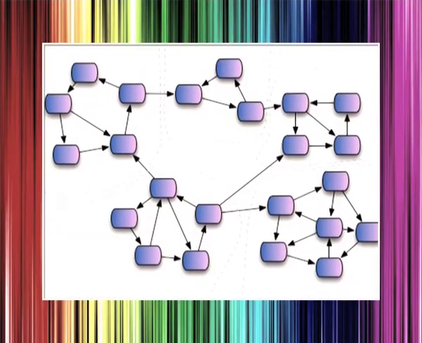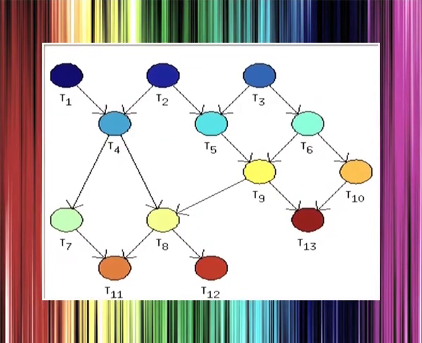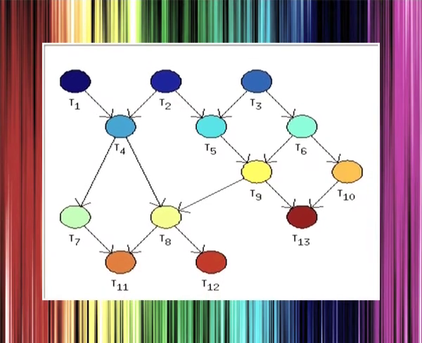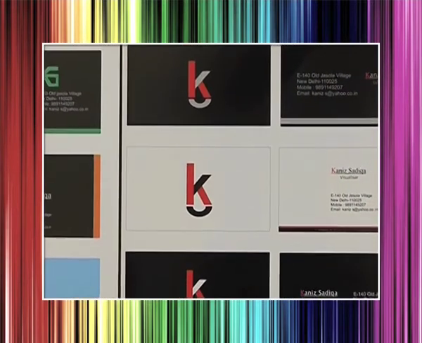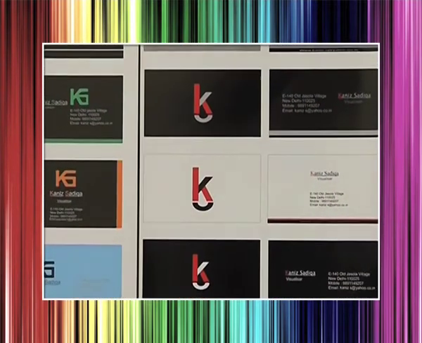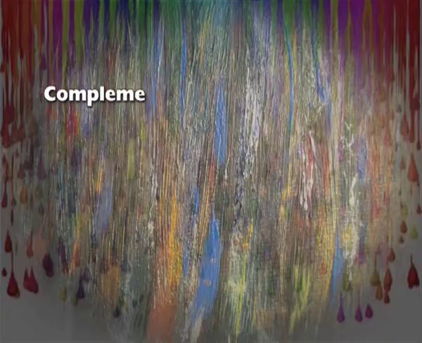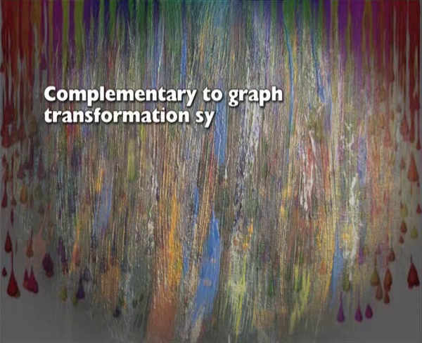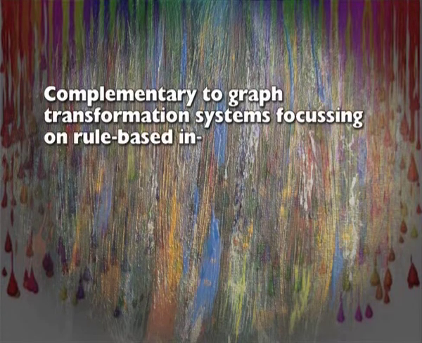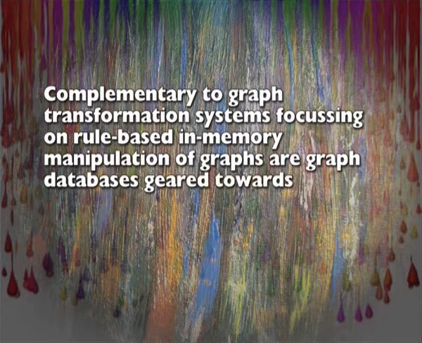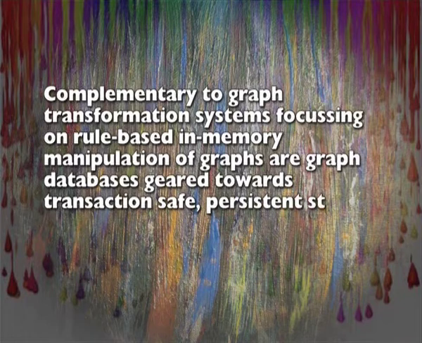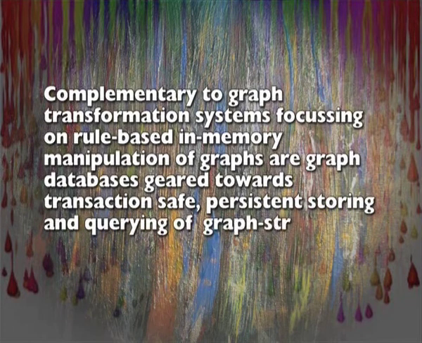The development of algorithms to handle graphs is therefore of major interest in computer science. There, the transformation of graphs is often formalized and represented by graph rewrite systems. They are either directly used or properties of the rewrite systems, for example confluence, are studied. Complementary to graph transformation systems focusing on rule-based in-memory manipulation of graphs are graph databases geared towards transaction-safe persistent storing and querying of graph-structured data.